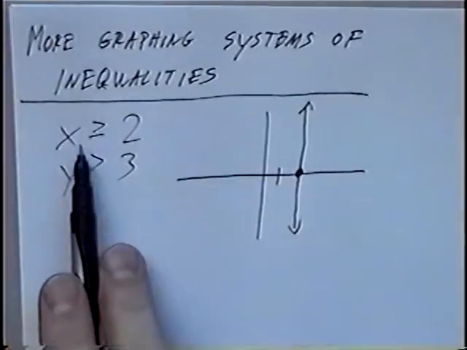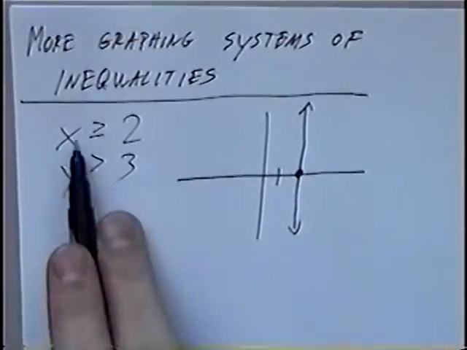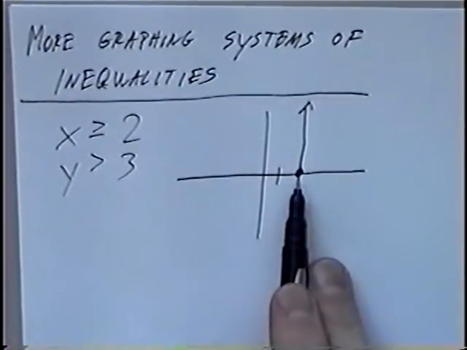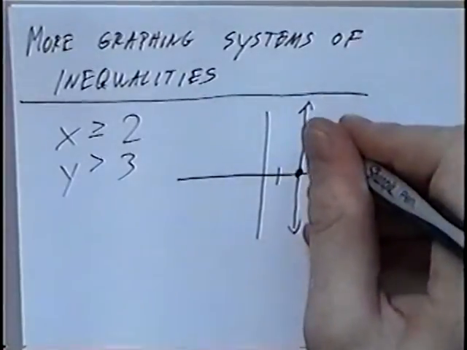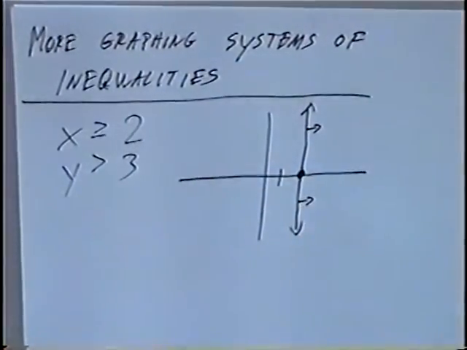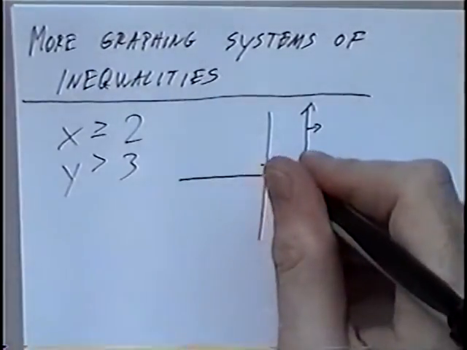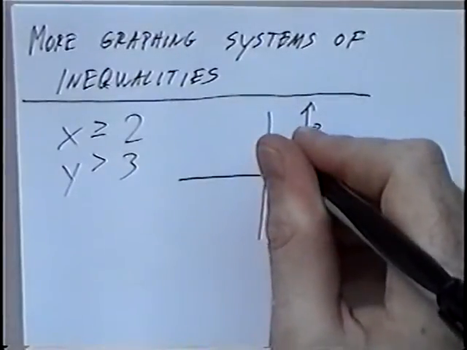The inequality is x is greater than or equal to 2, so we want the numbers bigger than 2, which would be to the right of this line. Second inequality, y is greater than 3. Again, we'll go on the y-axis up to positive 3.